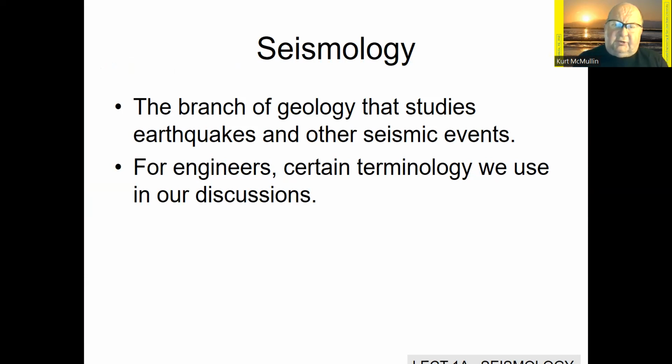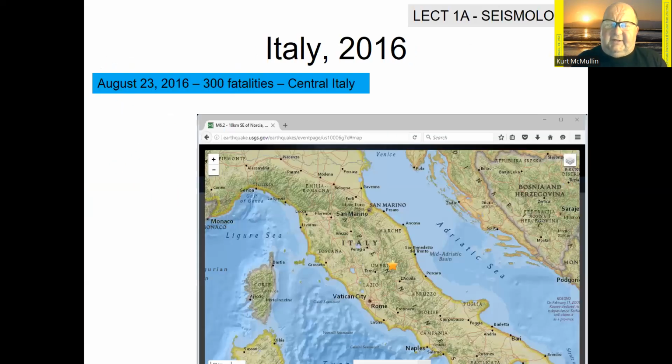an earthquake strikes. As an example, I'm going to use some information that was collected after an earthquake in Italy in 2016. It was a sizable earthquake. It definitely was in the news. There were 300 fatalities that occurred in central Italy. And we're going to learn some of the terminology and how to use this one example for illustrating some of it.